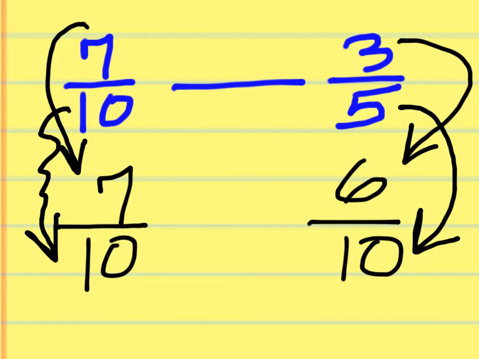Now compare these two fractions with the top numbers. Which one is greater? 7. So the mouth is going to open that way. 7/10 is greater than 3/5.